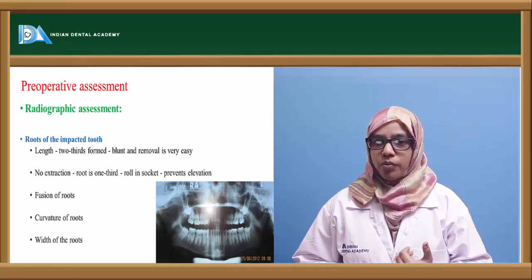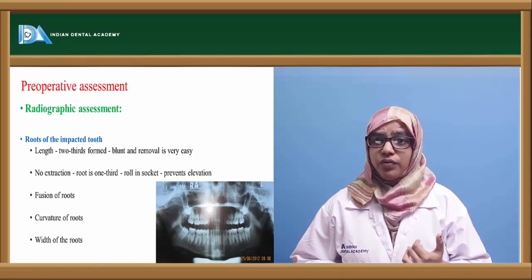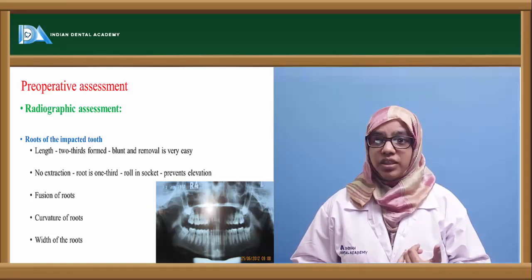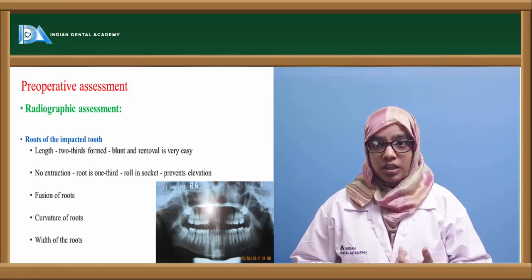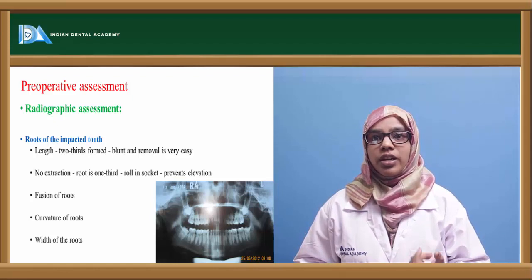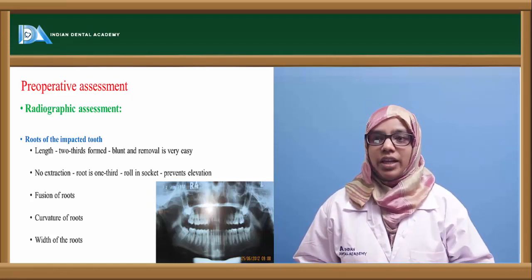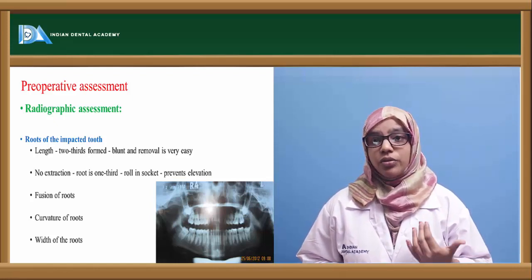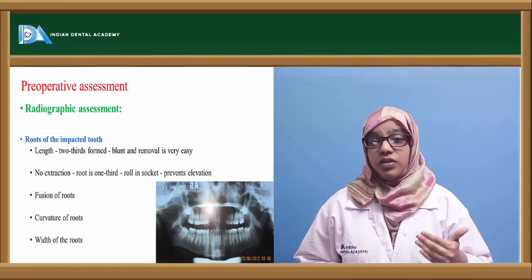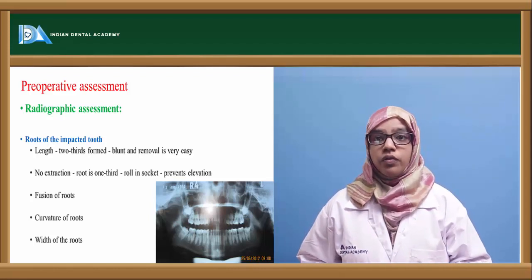Two-thirds of the root formed is good for extraction. If less than one-third of the root is formed, then the extraction is difficult. The tooth will rotate into the socket like a ball and you will not be able to elevate it. Then after this, you need to see the curvature of the root, whether the curvature is favorable or non-favorable.